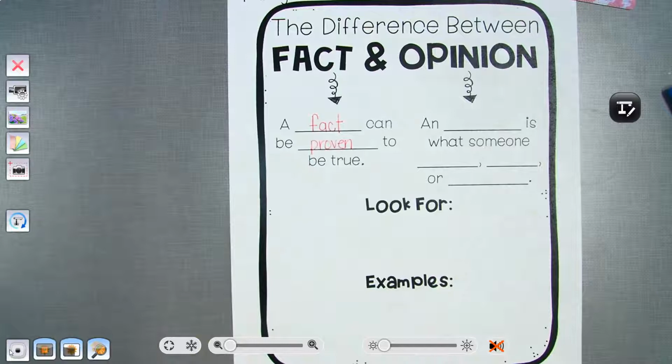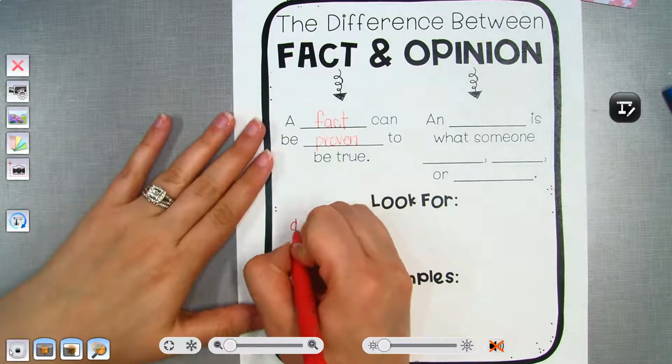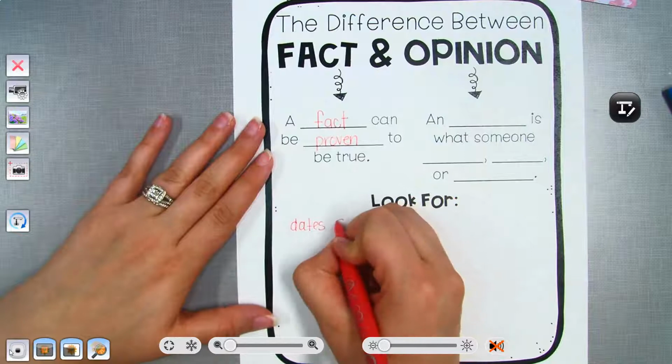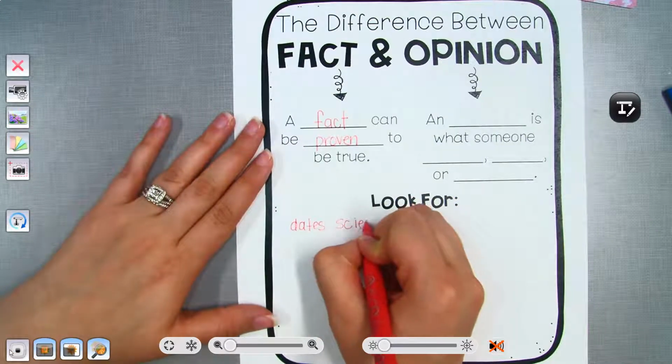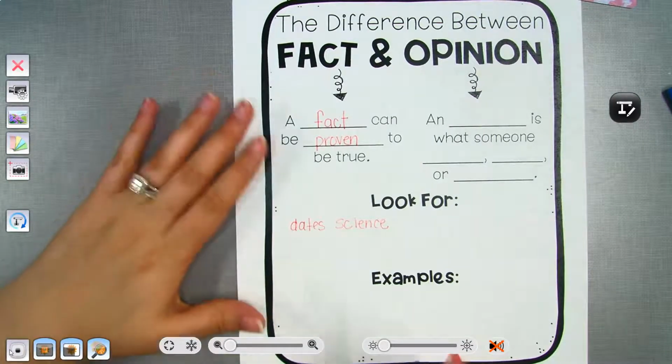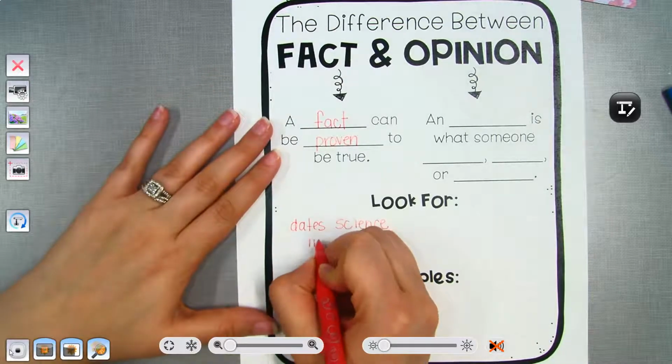So how do I know that it's a fact? Some things you're going to look for: dates. Science. So when we do our science, guys, and I'm reading the STEM scopes to you, those are all facts. Numbers.